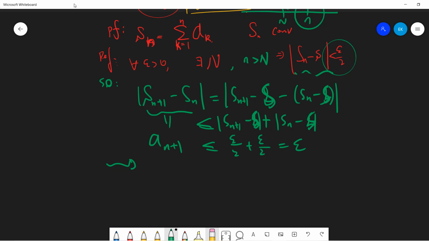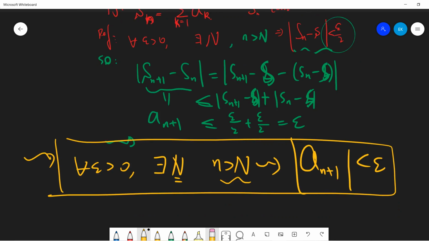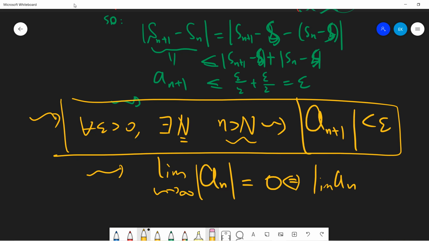Let's translate all the language. We know that for epsilon greater than 0, we have some integer N such that when n is greater than N, then we must have |a_{n+1}| less than epsilon. I only used n plus 1 and n, but if you use higher indices, you still have this result. So translating the definition, it just means this, and since the absolute value is continuous, this tells you that the limit of a_n is 0.